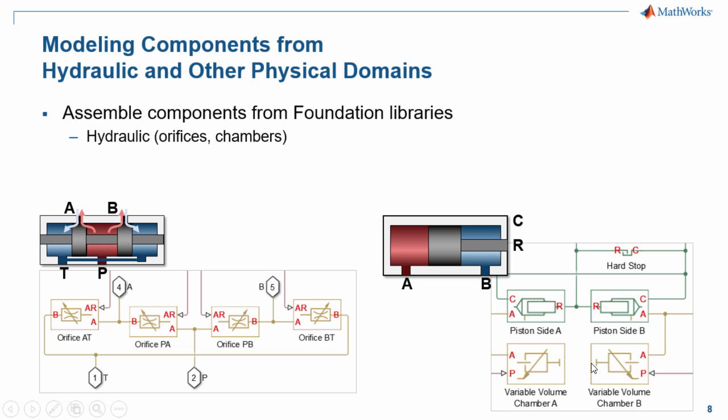Variable volume chambers on each side represent the two sides of the double-acting cylinder. These two components represent the piston that converts the hydraulic energy on both sides into mechanical energy. This hard stop component represents the limits of the piston travel inside the cylinder. Each of these components has been assembled using components from the Simscape Foundation Library. In Simscape Fluids, these blocks are represented by a single block.